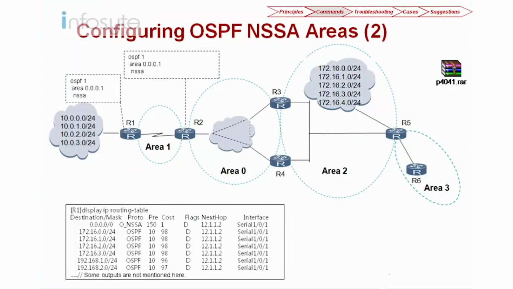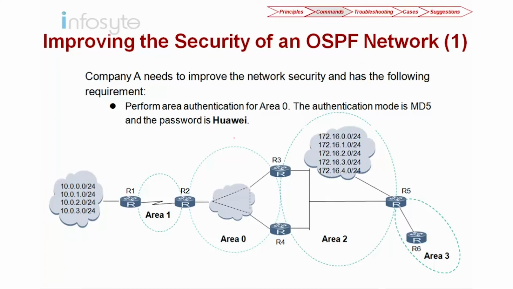Then, next, let's check on improving the security of the OSPF network. What they mentioned over here is to perform area authentication for area 0. The authentication mode has to be MD5 and the password is Huawei. Area 0 is here, so it means that R2, R3 and R4 need to configure the area authentication.